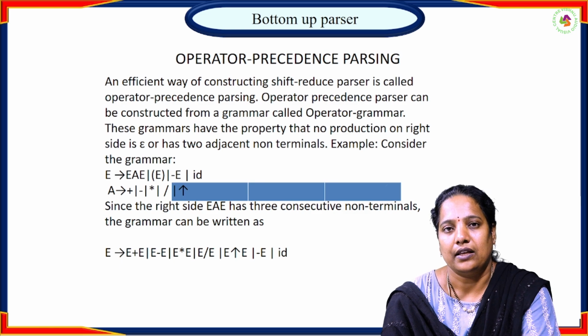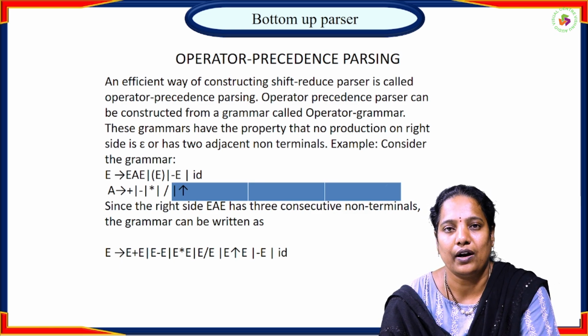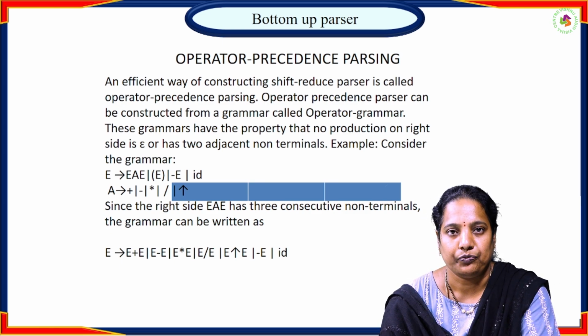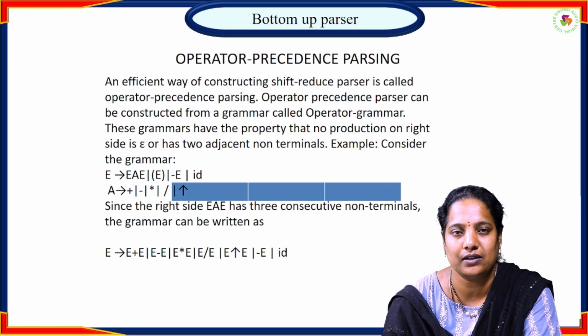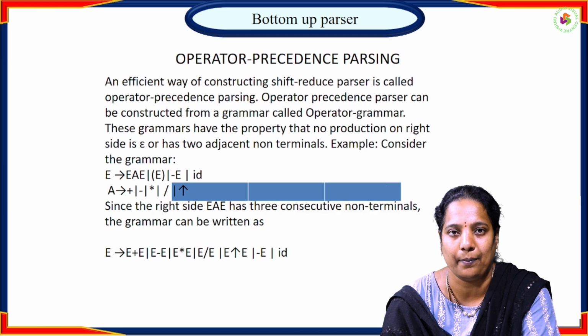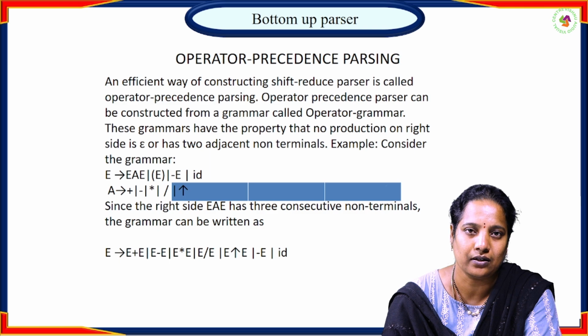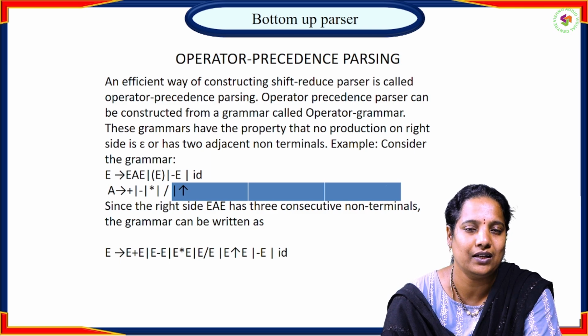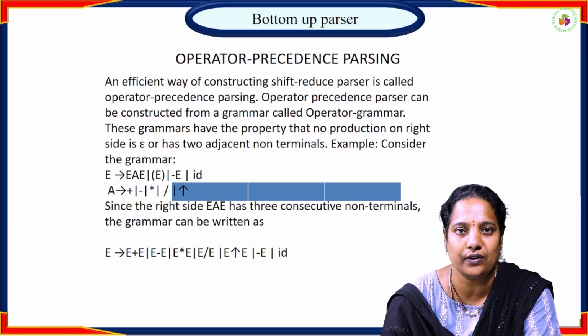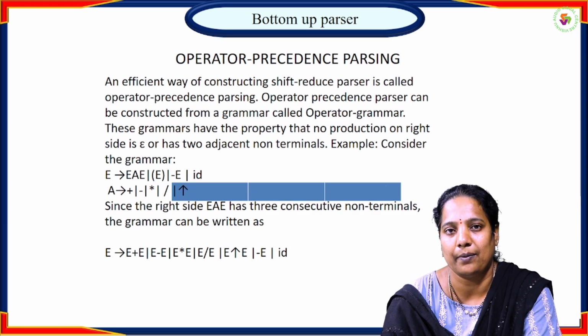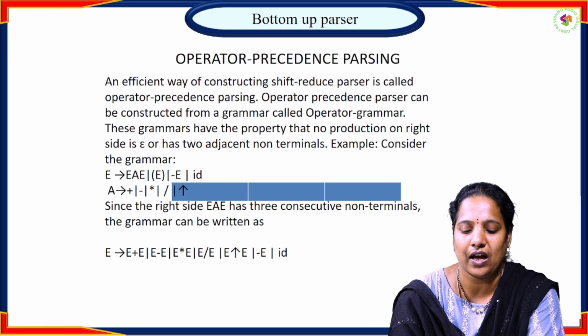Followed by this, the next type of parser is called the operator precedence parser. In operator precedence parsing, we need to verify what type of grammar it is. When we apply a grammar to the operator precedence parser, it must be an operator grammar. If it is not an operator grammar, then we cannot apply that grammar to the operator precedence parser. First, we need to verify whether the given grammar is an operator grammar or not. For this verification, we have two rules.